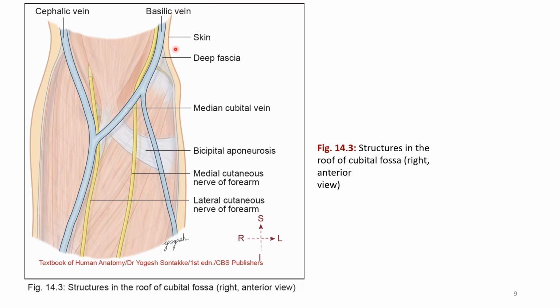So starting from the beginning, you will see the skin. After reflecting the skin, you will come across the superficial fascia and the deep fascia. In the superficial fascia, you will find the cephalic vein, basilic vein, and the median cubital vein. Then the bicipital aponeurosis, the medial cutaneous nerve of forearm, and the lateral cutaneous nerve of forearm. So these are the structures at the roof of the cubital fossa.